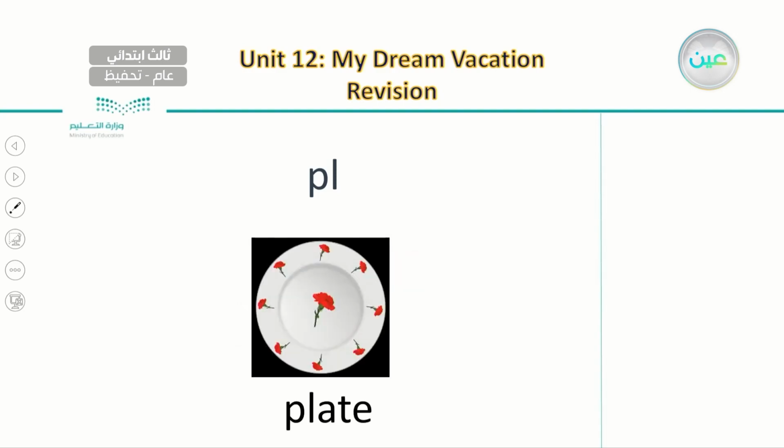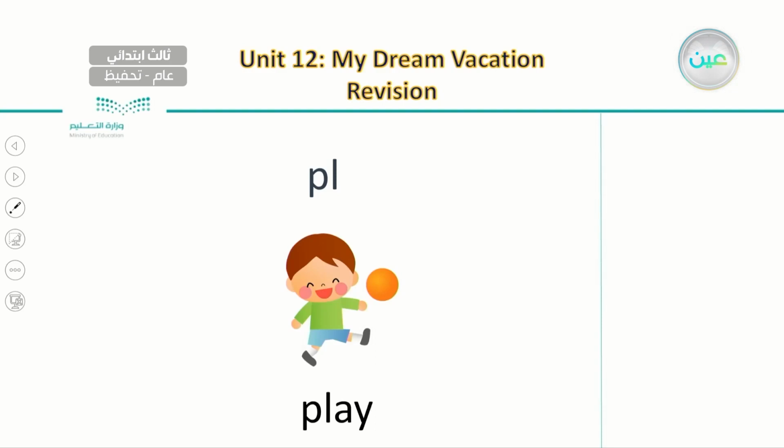Next, we have the third word with the PL sound unit, which is plate, plate, which is what we usually serve food on when we eat. And after this, the fourth word with the P and L sound is play, play, as in when you play football or when we play different games.